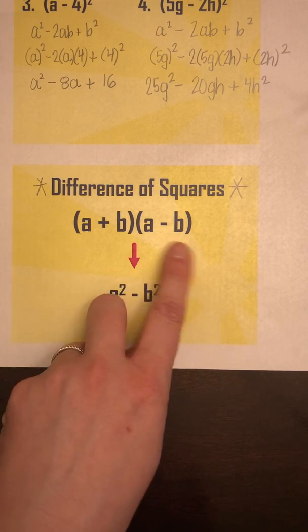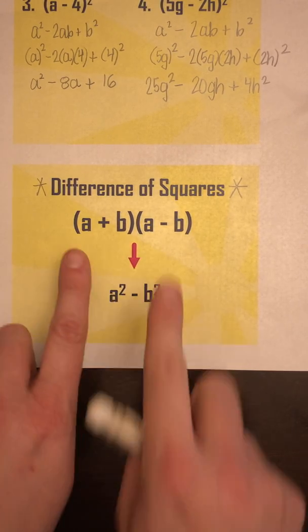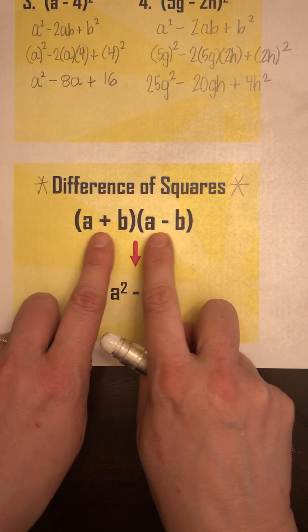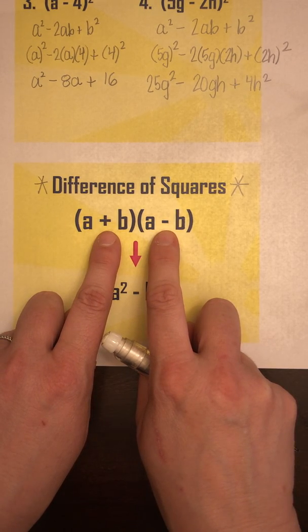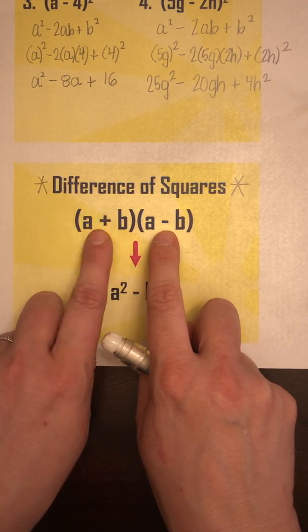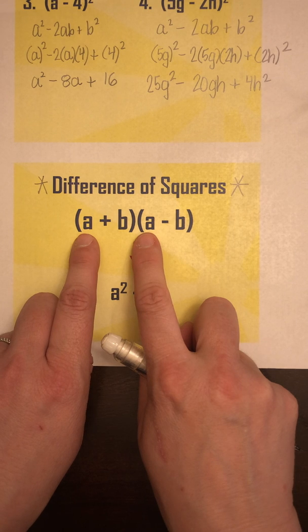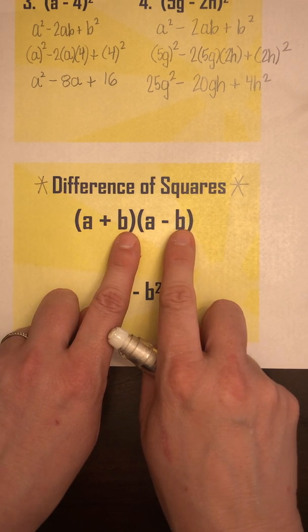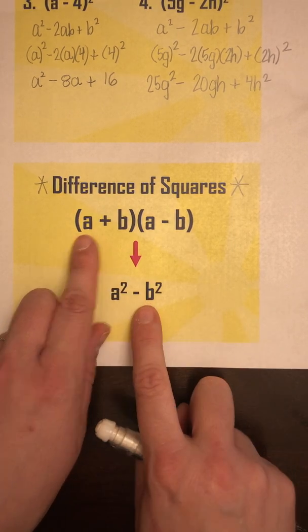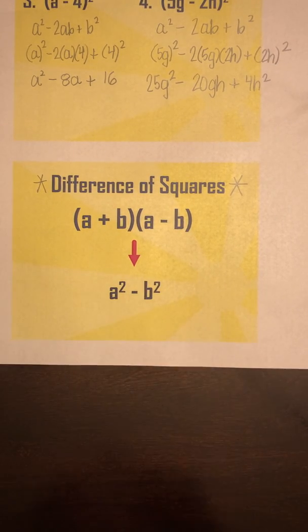So you're going to be given a problem that looks like this. What I want you to notice is one of these has a plus sign and one of these has a minus sign. And it doesn't matter if your plus sign is in the front or in the back, but one of them has a plus and one of them has a minus. What's in front of the signs is the same. What's behind the signs is the same. And if that's true, then we get to use this pattern that we call difference of squares.